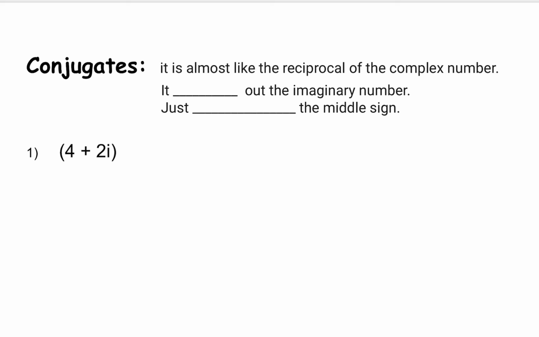What are conjugates? Conjugates are almost like reciprocals, of complex numbers. It cancels out the imaginary number. Just change the middle sign. So let us try and apply this to the first example.